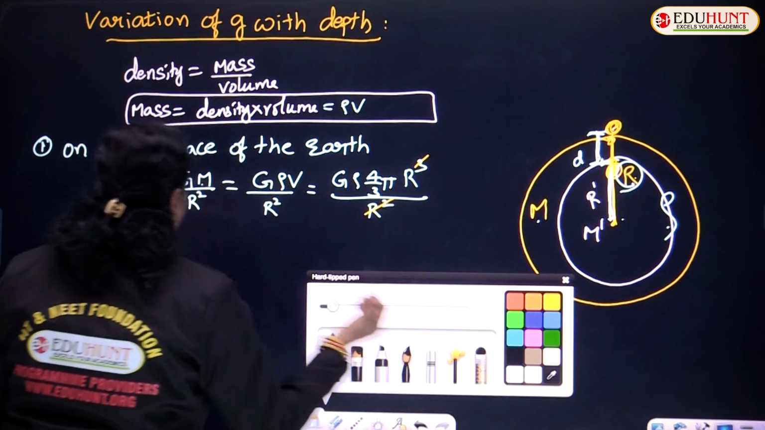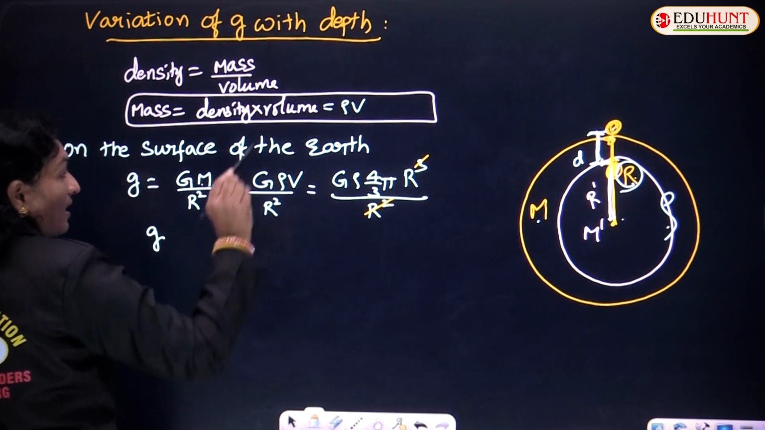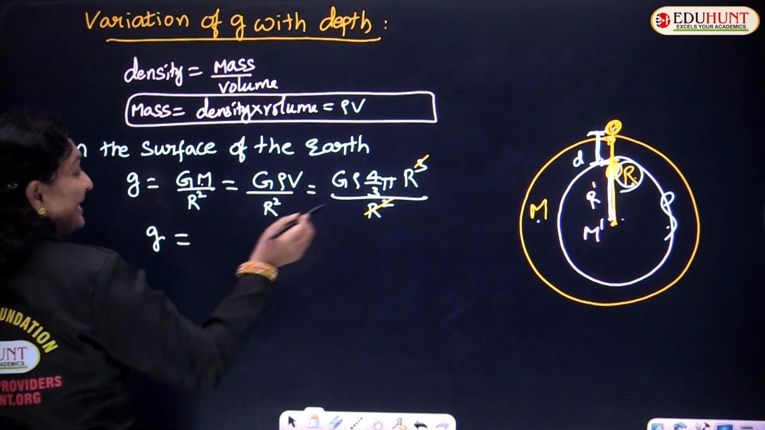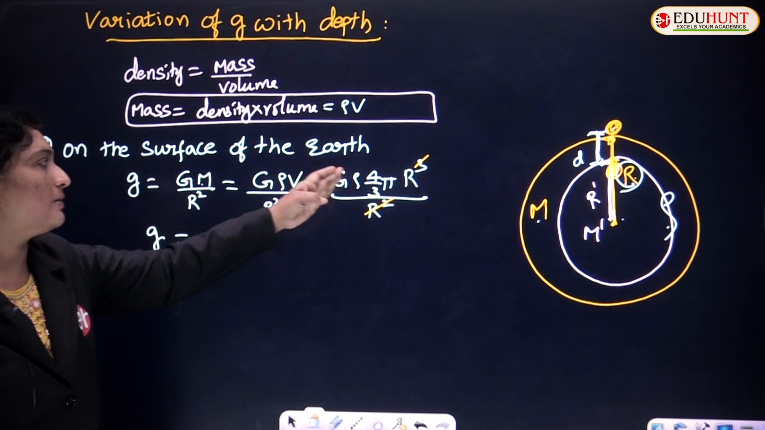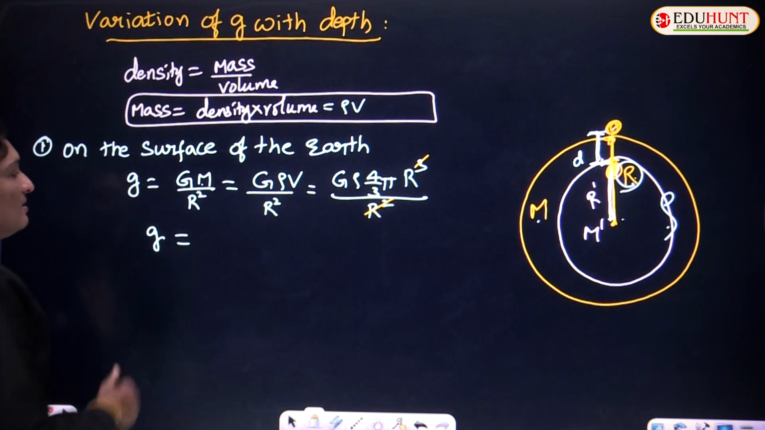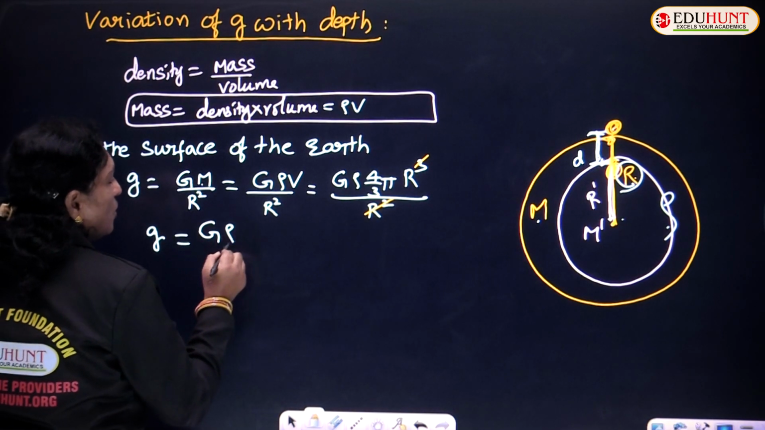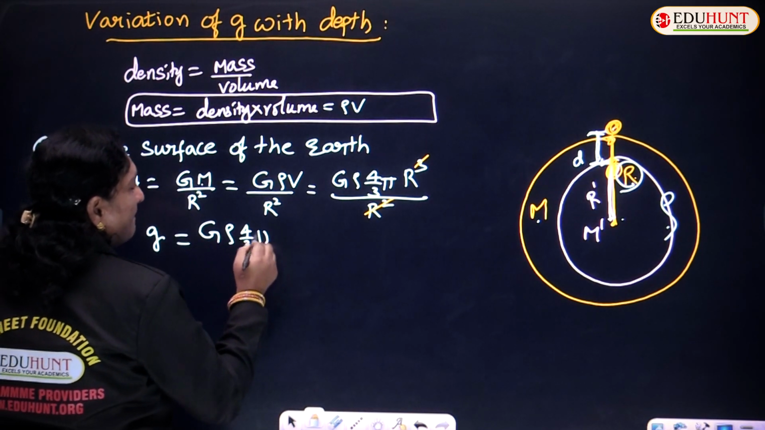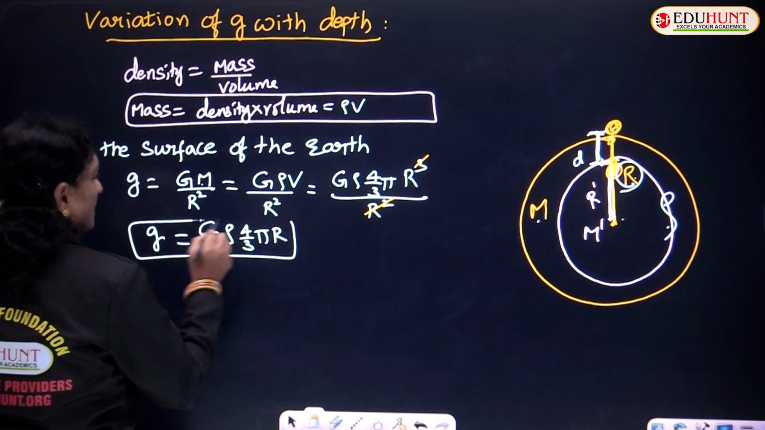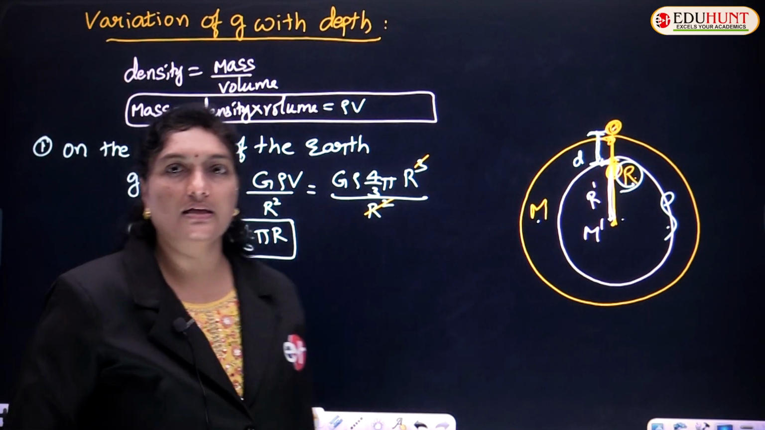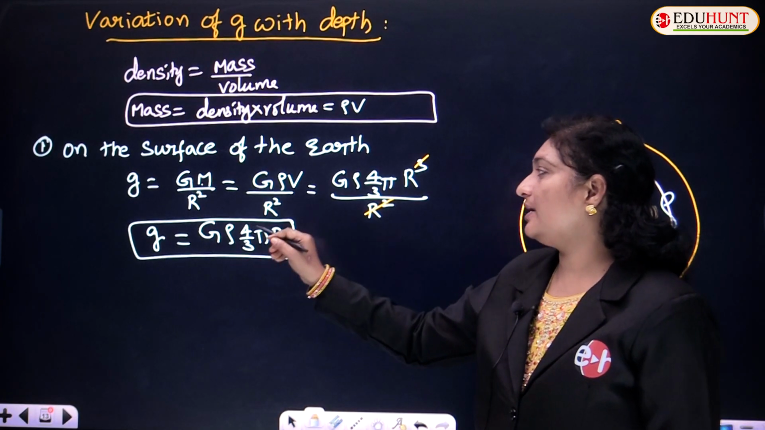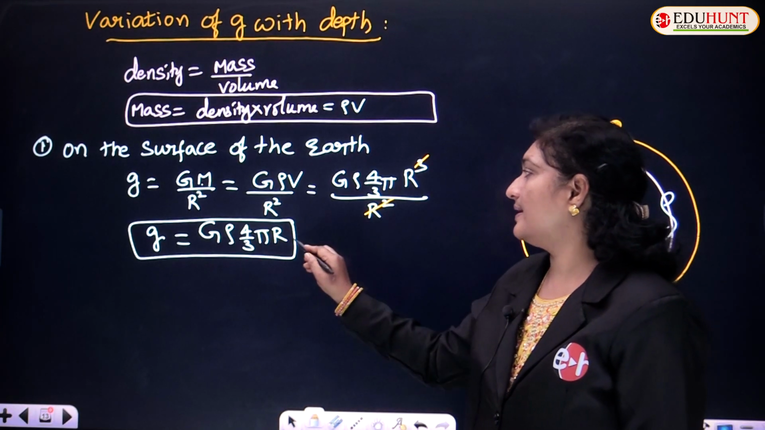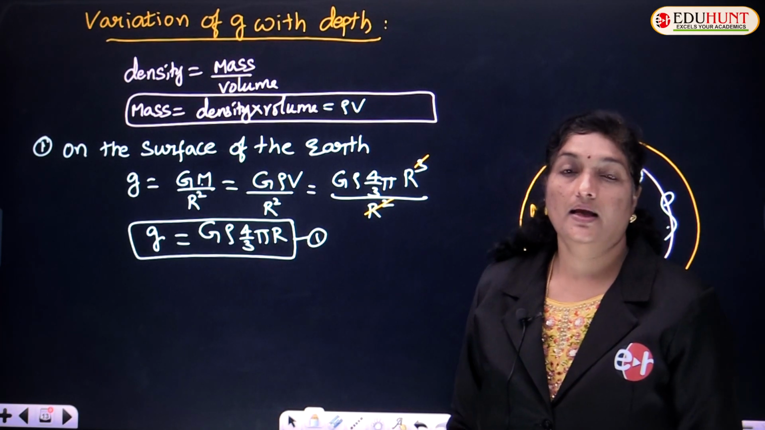Therefore, the value of g on the surface of the earth in terms of density, same g equals to GM by r square only, but I wrote it in terms of density. That only makes the difference. So, G rho 4 by 3 pi r. On the surface of the earth in terms of density, acceleration due to gravity is taken as capital G rho 4 by 3 pi r, and this be equation 1.